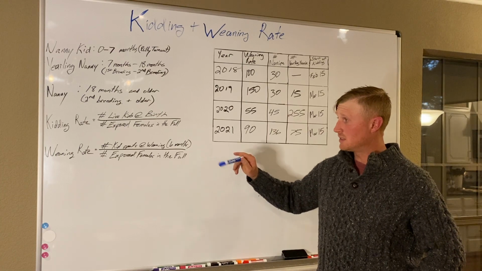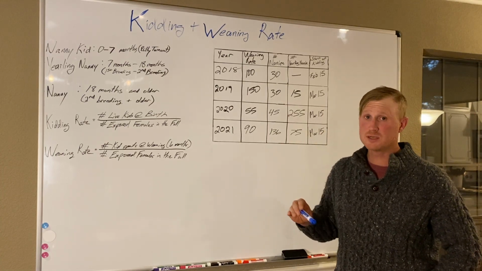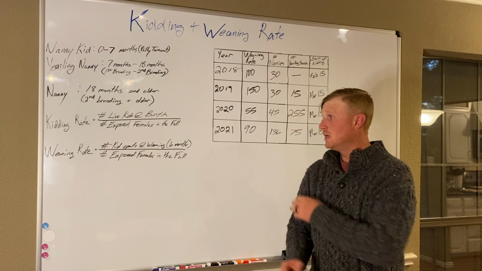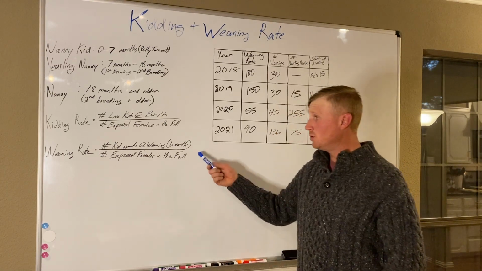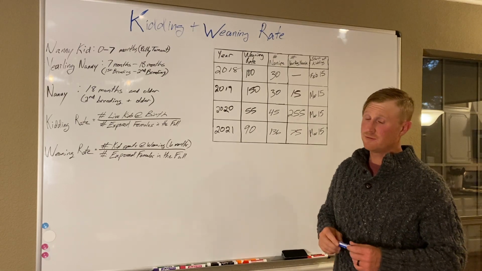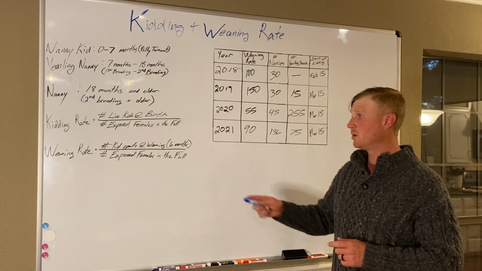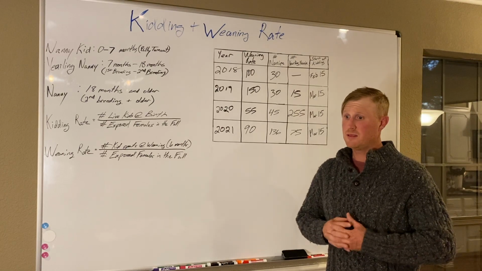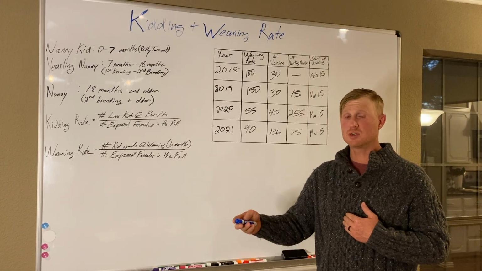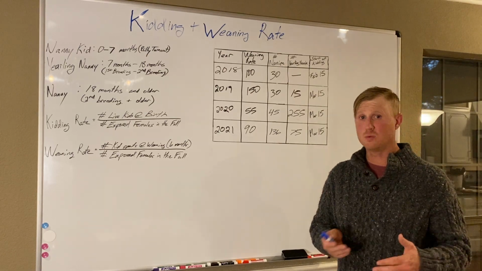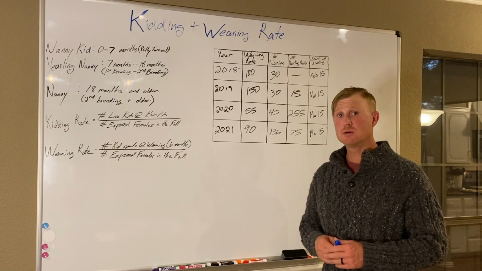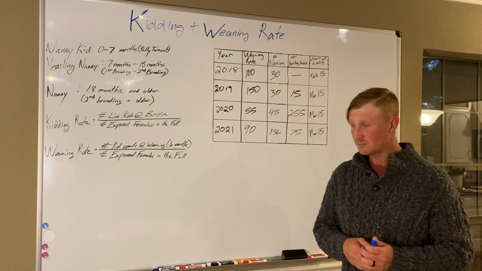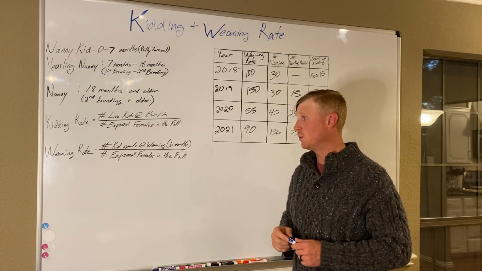And the weaning rate is simply the number of kid goats at weaning, which for us is roughly 6 months of age or 7 months of age. It'll be different for other folks, but at time of weaning to the number of exposed females in the fall. And that's another important aspect to this, the number of exposed females in the fall. For me, that's not the number of females that make it to the start of kidding. So if we had some females that died through the winter or something like that, they still count. It's the number that were exposed to billies when you turn billies out back in the fall to the number of those kid goats that you have at weaning.